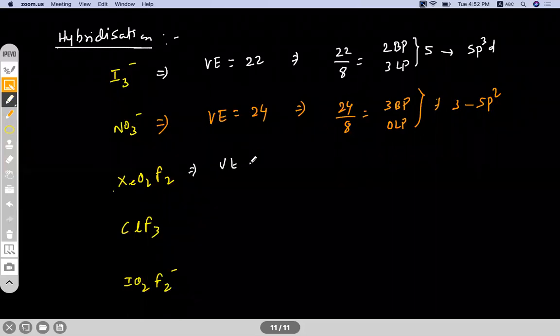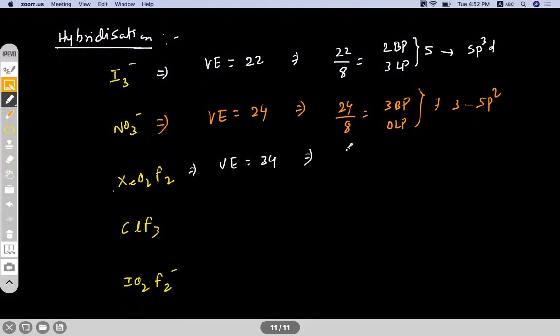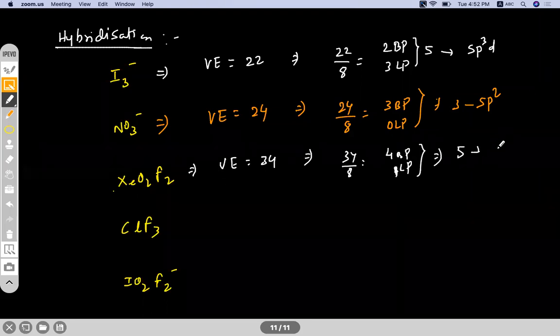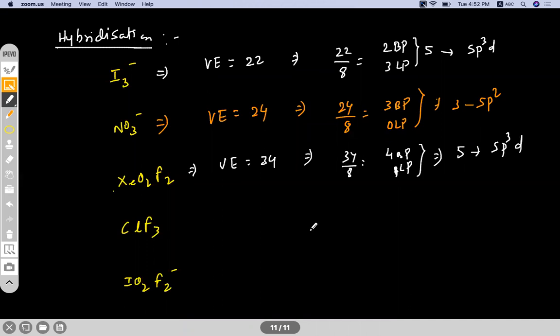XeO2F2. Valence electron is. Is it 34? So 34 by 8 gives you 4 bond pair and 2 lone pair. Sorry, 1 lone pair. 32 and 1 lone pair. And then we have 5 steric number. It is sp3d. Okay, TBP. The geometry here.